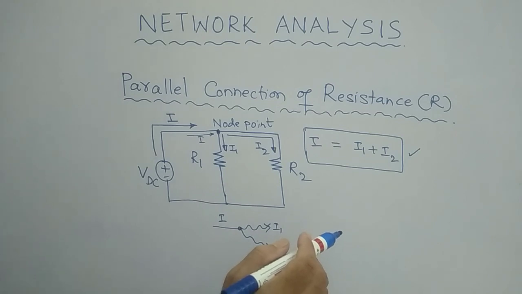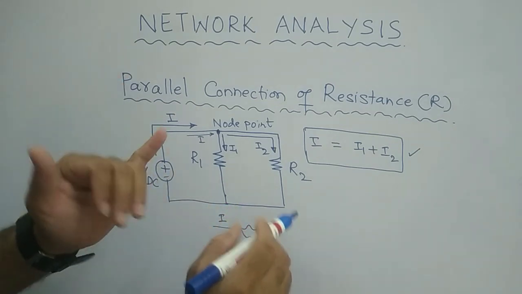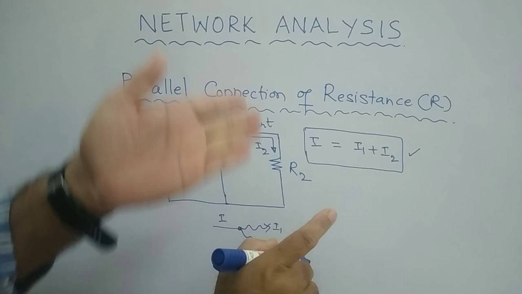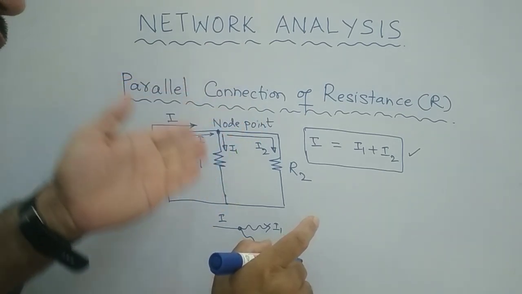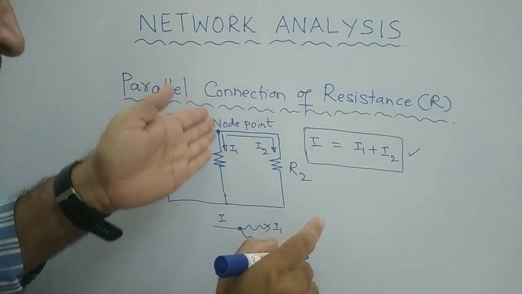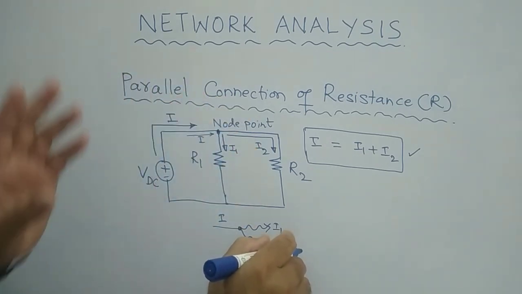Clear? Good. Now, the first point is that in the parallel connection, the current will be different. Different current flows through different branches of the resistances. That is the first point.